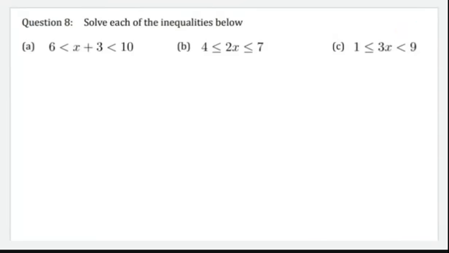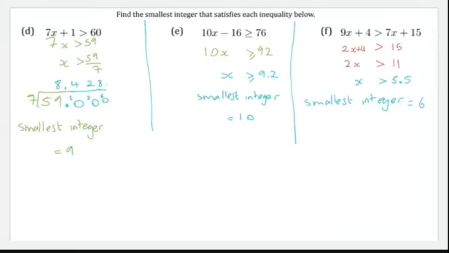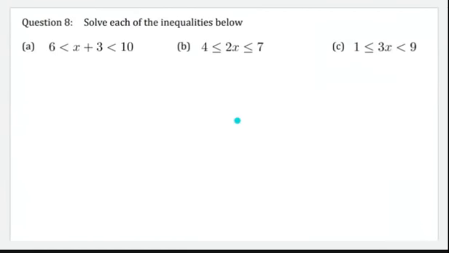Lovely stuff. Is that okay for you? Does that make sense? Yeah. Cool. Right, next one. They've only asked us to solve the inequalities, but I'm actually going to ask us to not only solve it, but also represent them on a number line, just so that you get an idea as to what happens when you have this kind of inequality.